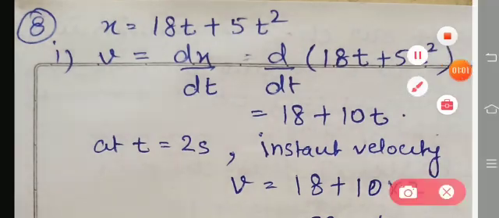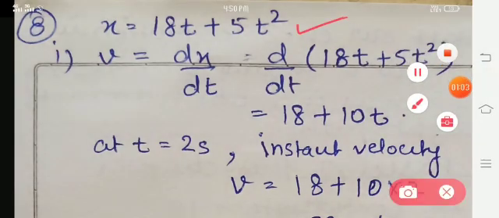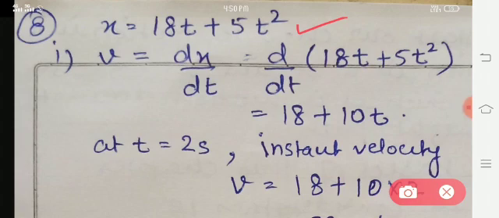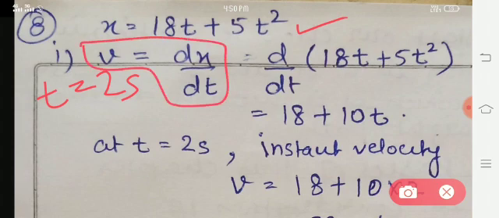You are given the equation for the displacement. Now you have to find the instantaneous velocity at time t equal to 2 seconds. So you all know that velocity is the derivative of displacement with respect to time. So you have to find here the derivative of this equation.